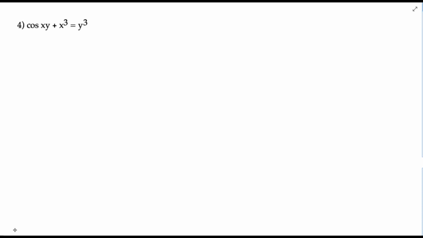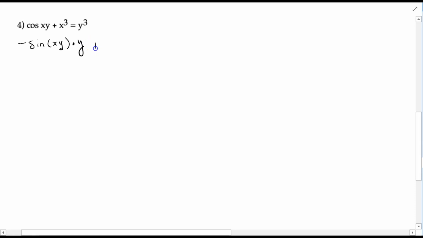So first with respect to x, I've got the derivative of cosine, which is going to be a negative sine. So I'm going to say negative sine of xy. Now because of the chain rule, I've got to multiply by the derivative of the inside. The derivative of xy with respect to x leaves you just with y. So you have to multiply this by y. Not y prime, just y by itself.